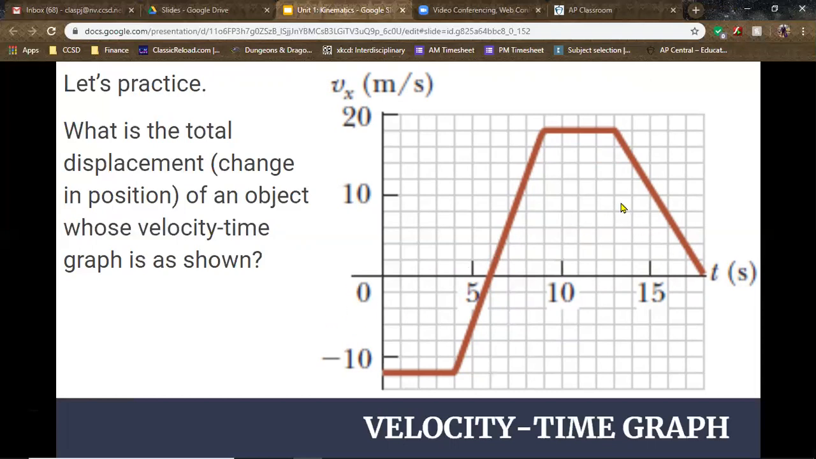Five different areas, smaller areas to calculate. We can get a rectangle from 0 to 4 seconds. We can get a triangle from 4 seconds to 6 seconds. We get another triangle from 6 seconds to 9 seconds. We can get a rectangle from 9 seconds to 13 seconds. And then we can get another triangle from 13 seconds to 18 seconds.